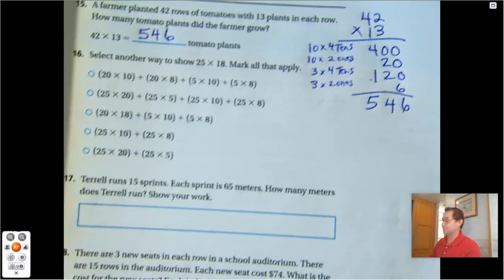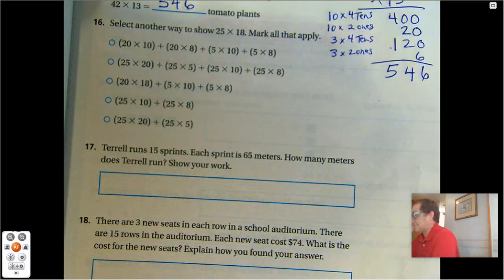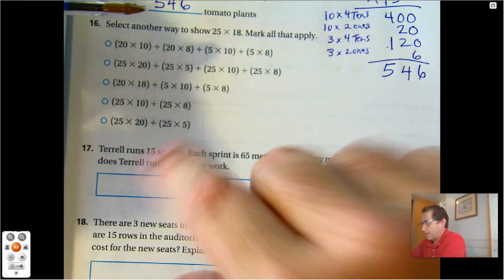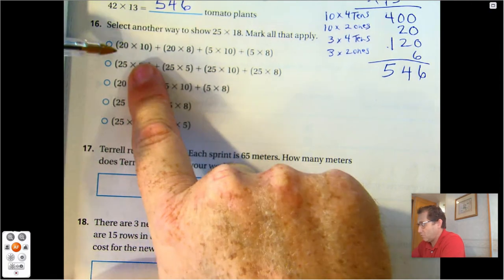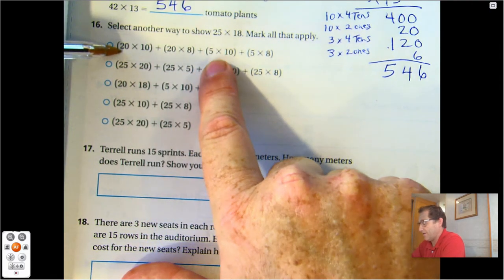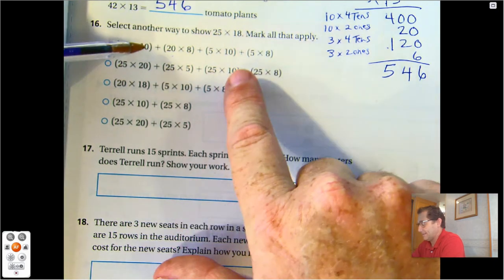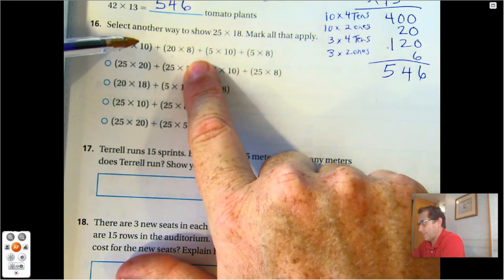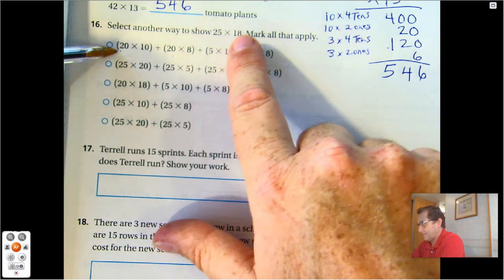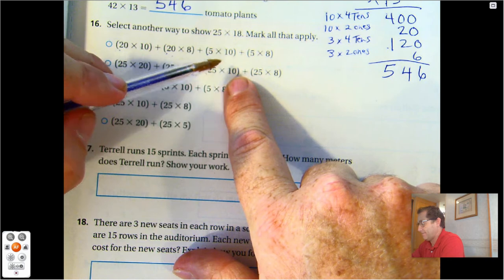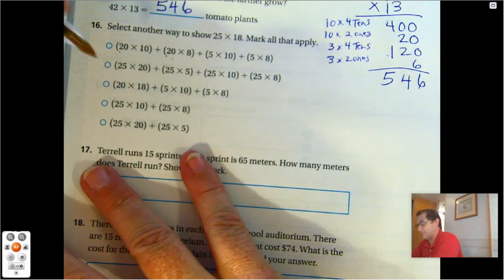Okay, number 16. Select another way to show 25 times 18. Mark all that apply. All right, so here I see 20 and 5. That would be 25. They broke up the 18 as 10 and 8. So 20 times 10, 20 times 8, that's right. 5 times 10, 5 times 8, that's right. So this is a good way of breaking it apart.